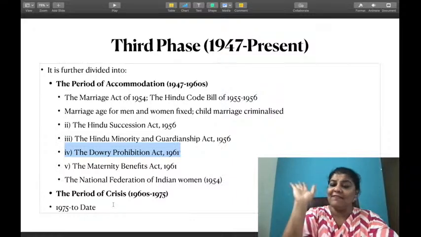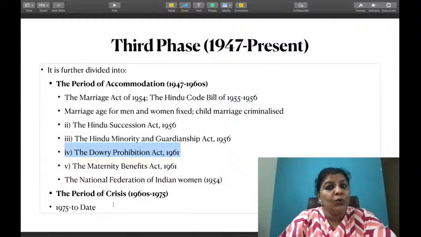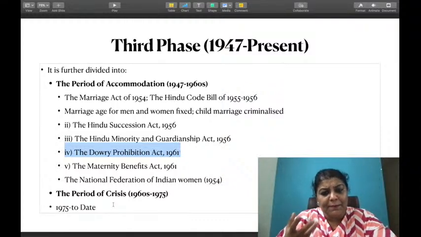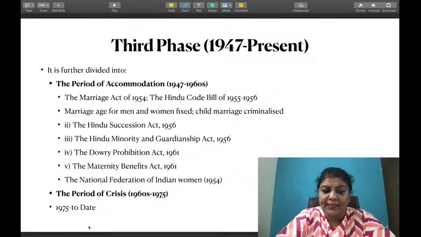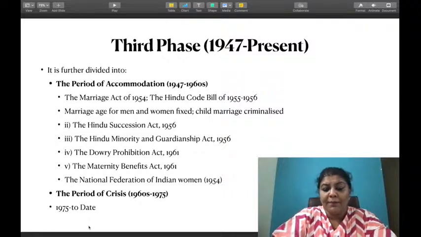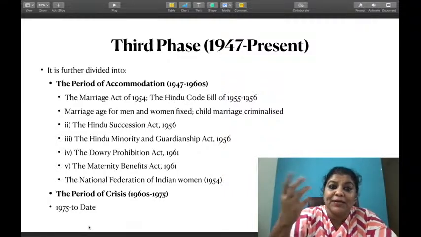In the 1970s, we have the New Women's Movement. At this time, lots of feminist literature also began to be written. People began to write more and more. Women also began to write more and more about their freedom, about their rights. So there was more visibility to Indian women's issues.